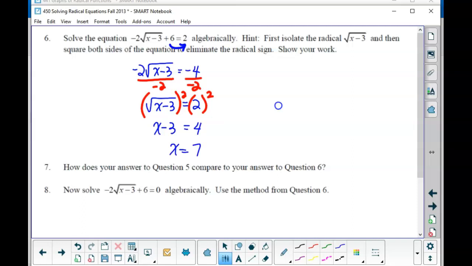Okay. So that's a proper algebraic solution. How does it compare to your answer in question 6? Well, it was the same. When we went across from y equals 2 to the graph and then down, we got an x value of 7.